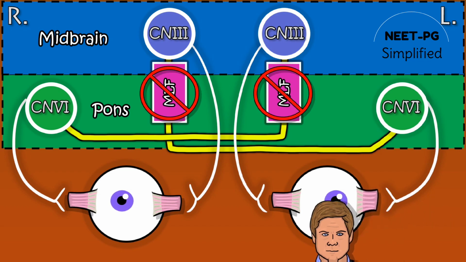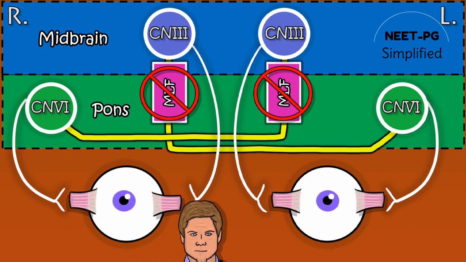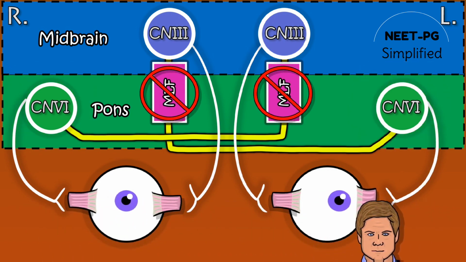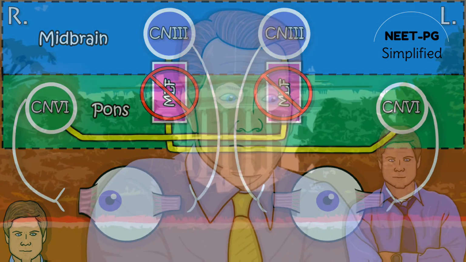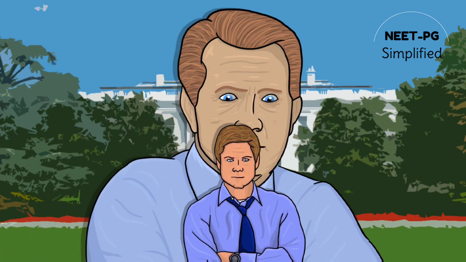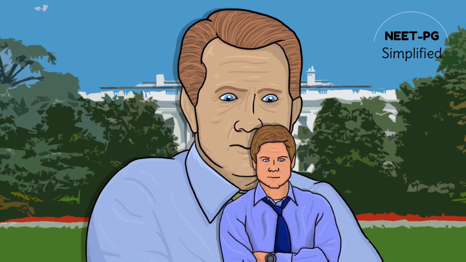You can also get bilateral internuclear ophthalmoplegia if both medial longitudinal fasciculi are affected. This is what that would look like. Unilateral internuclear ophthalmoplegia, remember that the lesion is ipsilateral to the eye that does not adduct.